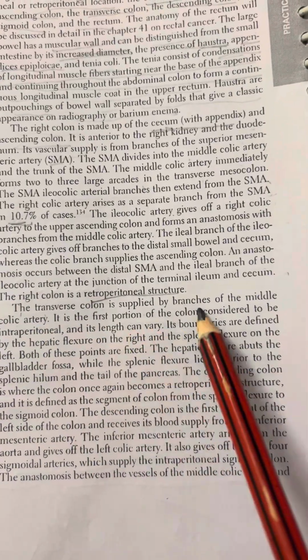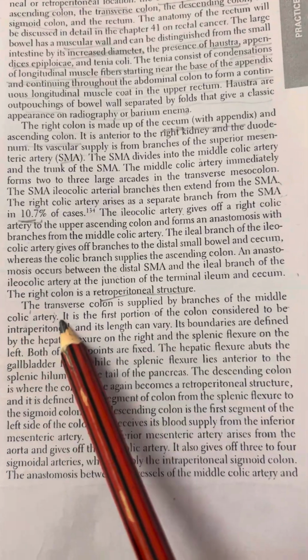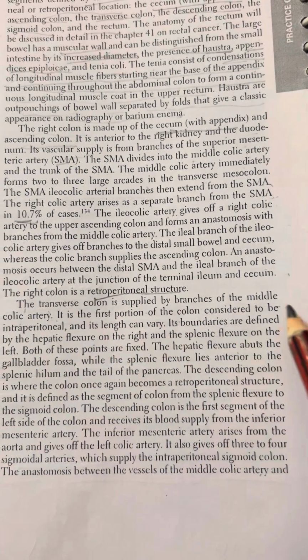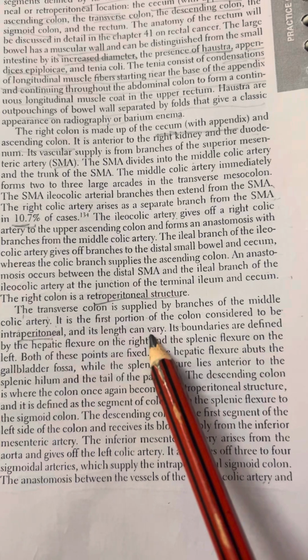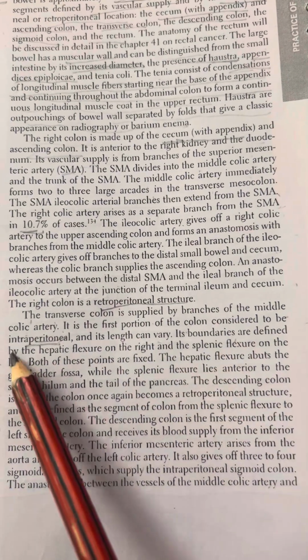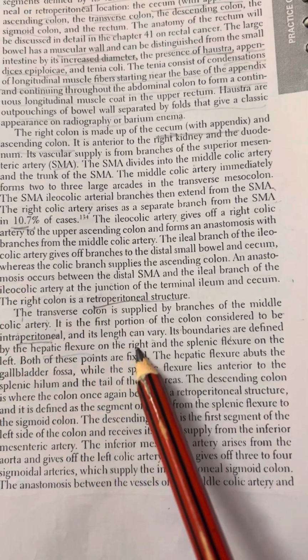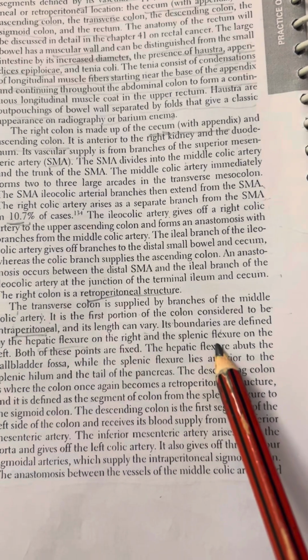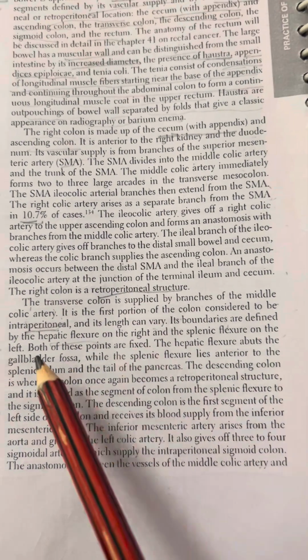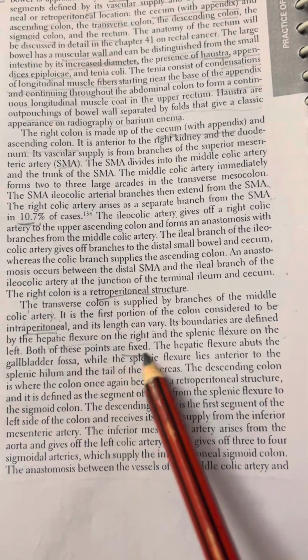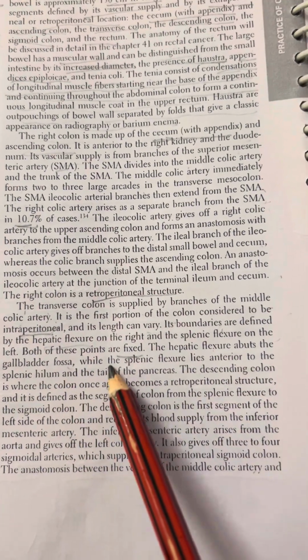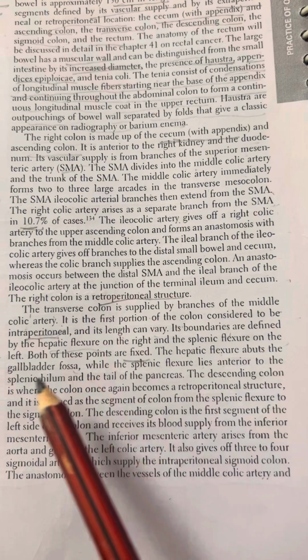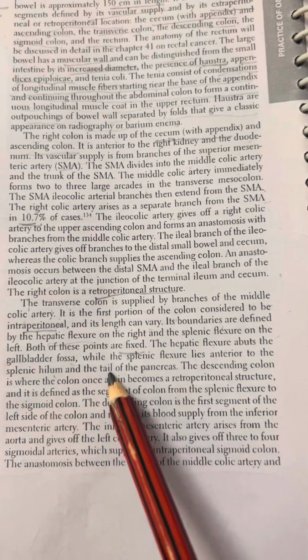The transverse colon is supplied by the branches of the middle colic artery. It is the first portion of the colon considered to be intraperitoneal. Its length can vary. Its boundaries are defined by the hepatic flexure on the right and the splenic flexure on the left, and both of these points are fixed. The hepatic flexure abuts the gallbladder fossa, while the splenic flexure lies anterior to the splenic hilum and tail of the pancreas.